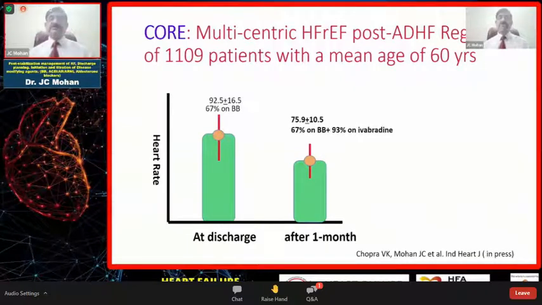75 at 1 month, indicating that even though you have given beta blockers, which you think the patient can tolerate, adding ivabradine will certainly bring down the rate, and data suggests that bringing down the rate is going to be beneficial to these patients. Most of that data in acute decompensated heart failure is not available. We are trying to extrapolate from the SHIFT trial.